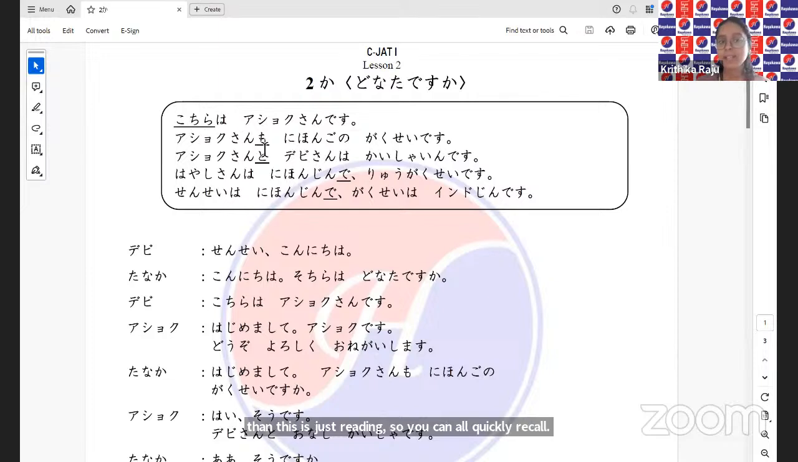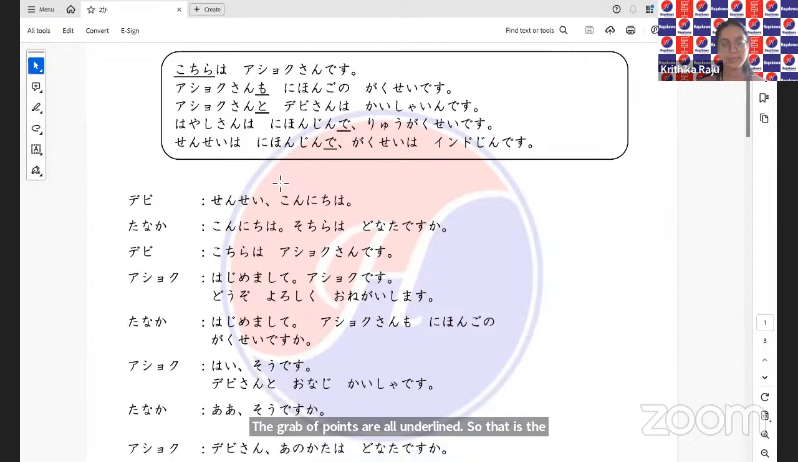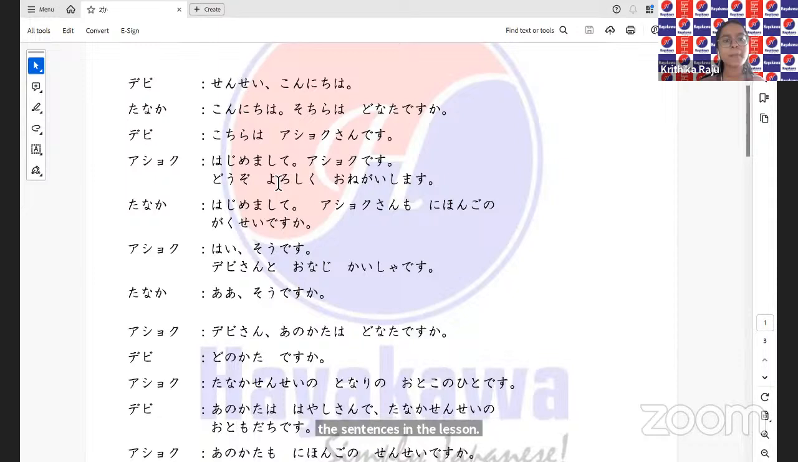The grammar points are all underlined. So that is the grammar that we have done. So now let's look at all of the sentences in the lesson, and I will do this slowly. Together we'll read all the sentences together. What does Devi say?